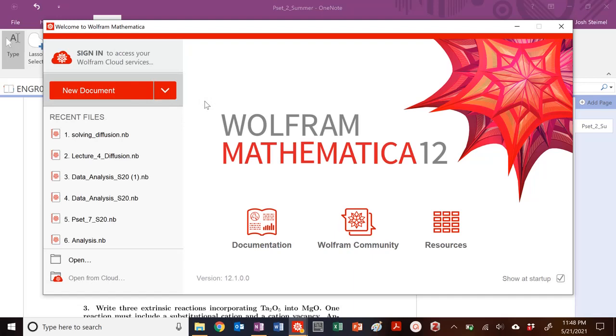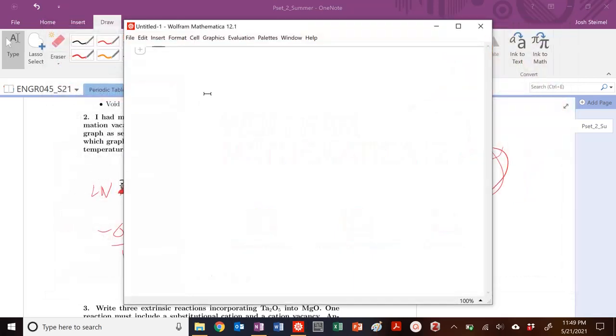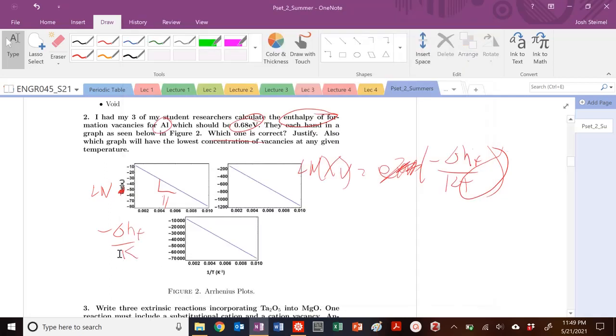Let's take a peek right here. I know that my k is equal to 8.617 times 10 to the minus 5, that's my Boltzmann constant in electron volts per kelvin. Now let's calculate the slope. I want to take the point right here and the point right here. That looks to be about 60-ish, and this looks to be about minus 15-ish.